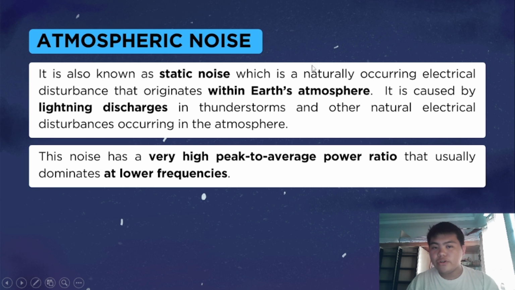It is also known as static noise, which is a naturally occurring electrical disturbance that originates within Earth's atmosphere. It is usually caused by lightning discharges in thunderstorms and other natural electrical disturbances occurring in the atmosphere. This noise has a very high peak to average power ratio that usually dominates at lower frequencies.